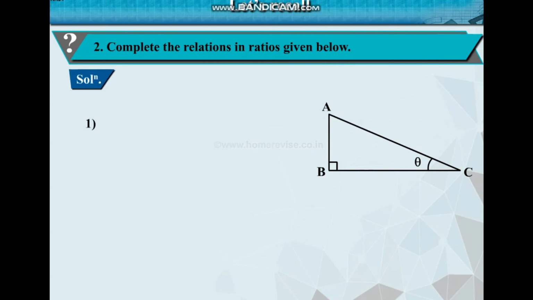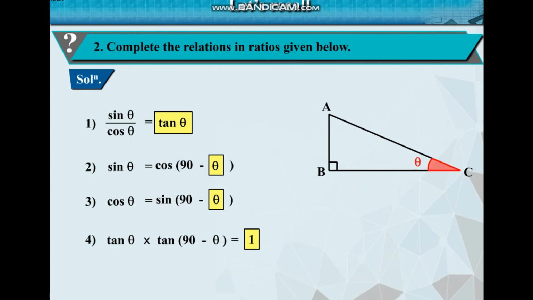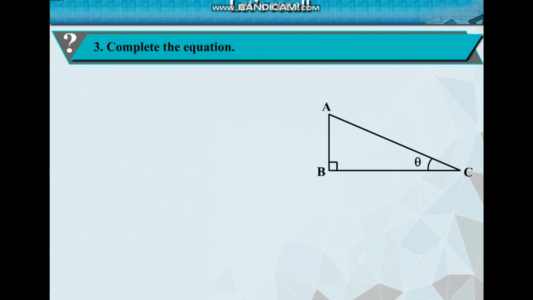Solution. 1. Sin theta upon cos theta is equal to tan theta. 2. Sin theta is equal to cos of 90 minus theta. 3. Cos theta is equal to sin of 90 minus theta. 4. Tan theta multiplied by tan of 90 minus theta is equal to 1. 3. Complete the equation. Solution. Sin square theta plus cos square theta is equal to 1.